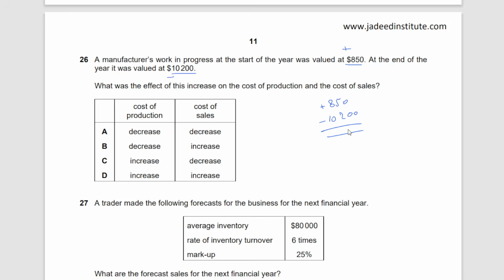Well, let's look at the overall effect of doing that. How is that going to affect our cost of production overall? 850 minus 10,200, it's negative 9,350. Now that's how our cost of production will be affected as a whole. So cost of production will be decreasing, to be specific by this amount, and cost of production goes into cost of sales, so that will decrease the same way.